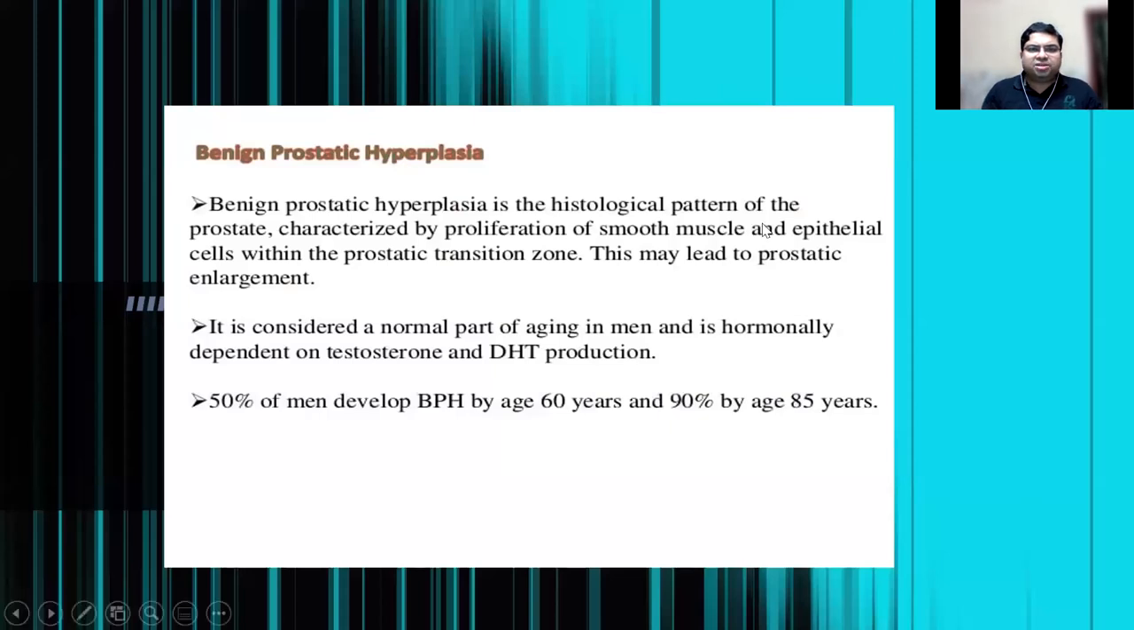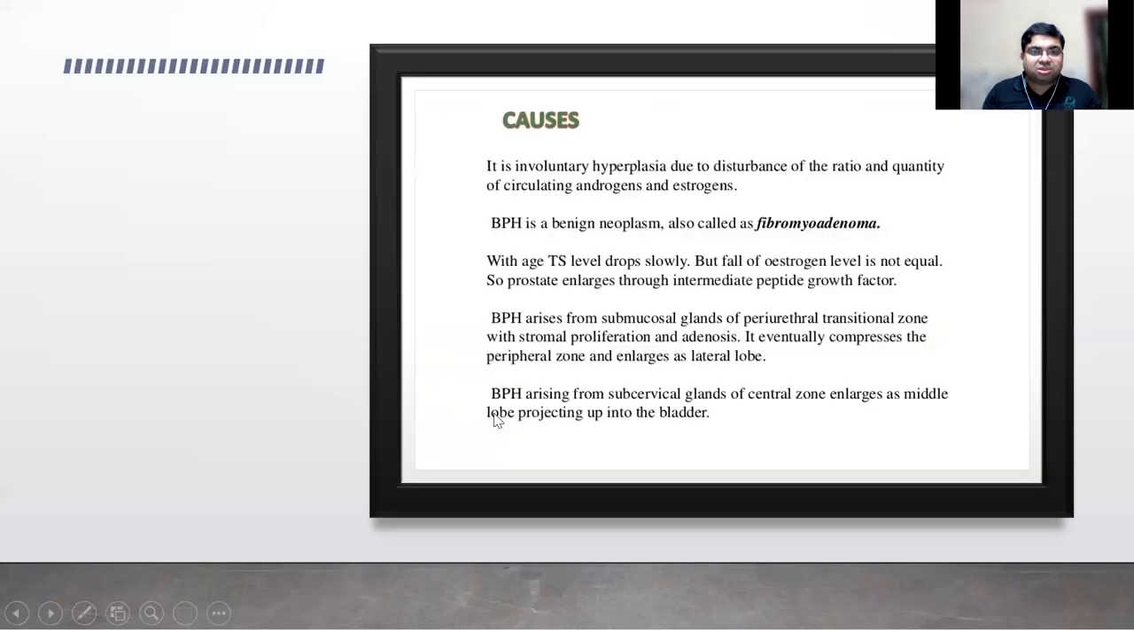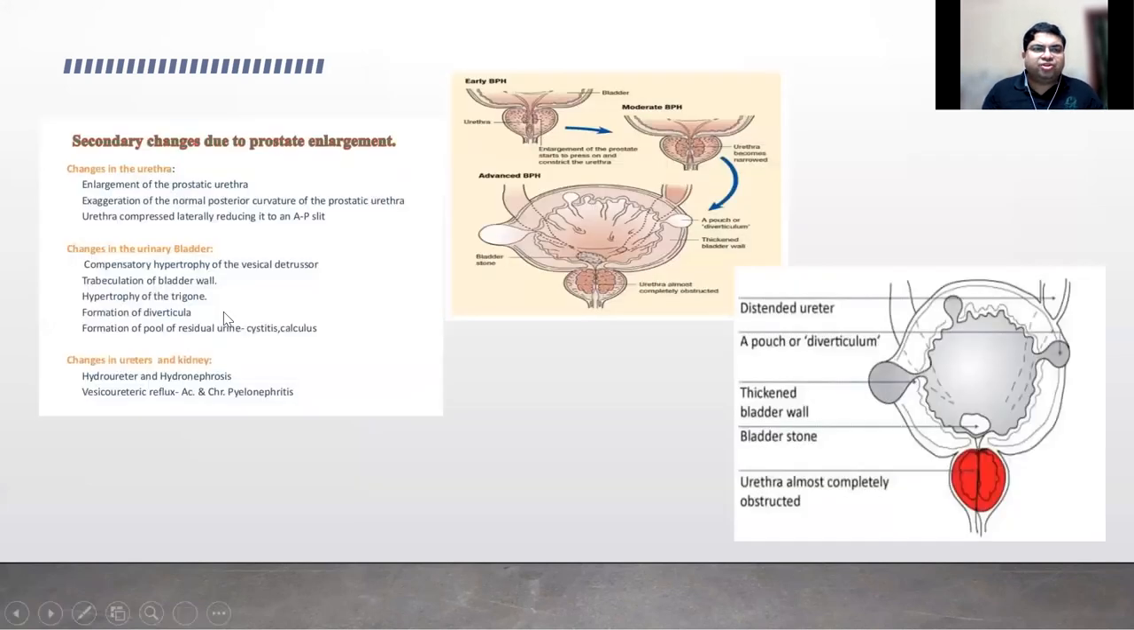So it's a histologic part. It's basically a histologic diagnosis. It probably arises from smooth muscle and epithelial cells within the transition zone, and it's part of the normal aging process. So what are the causes? I said it's a benign neoplasia, lack of fibroblast or something like that. Okay, fine. So what are the secondary changes that happen?